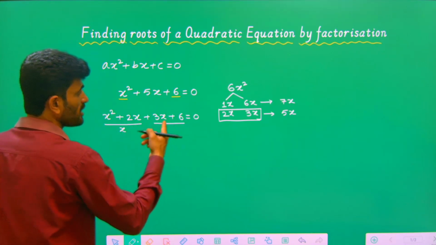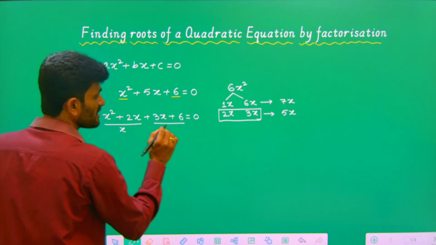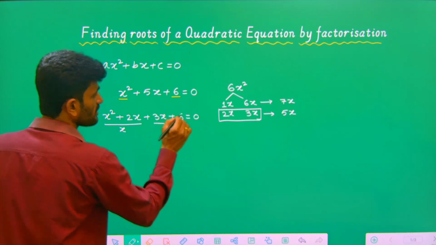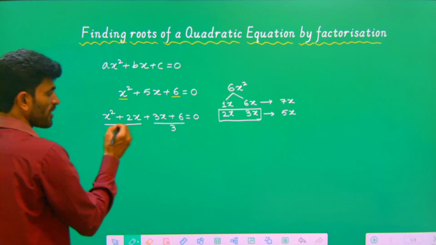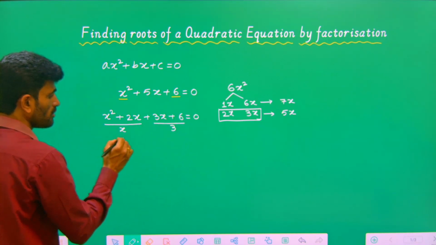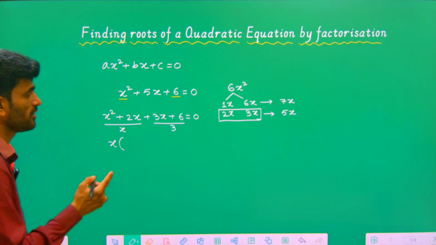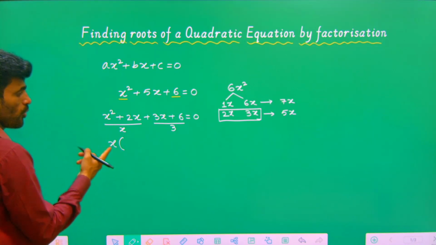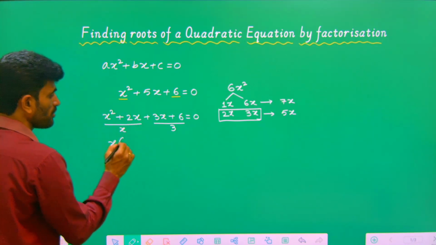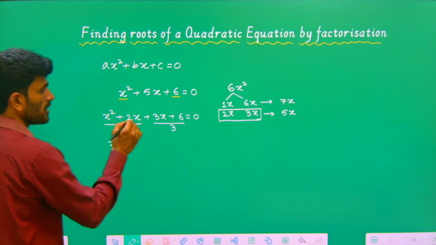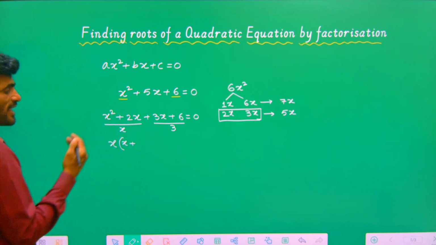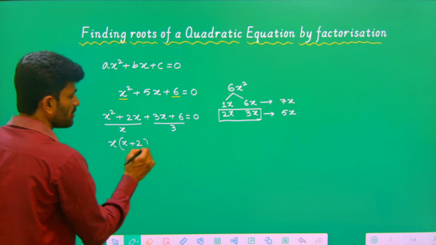Here also, what is common in these two? 3 is common because 6 is 3 into 2. 3 into x, 3 into 2. So 3 is common. So from the first 2 terms we can take x common. Then what will be left? x square is x into x. 1x I took out, one more x will be there inside the brackets. Here it is 2 into x. We have taken x out, so 2 will be inside.